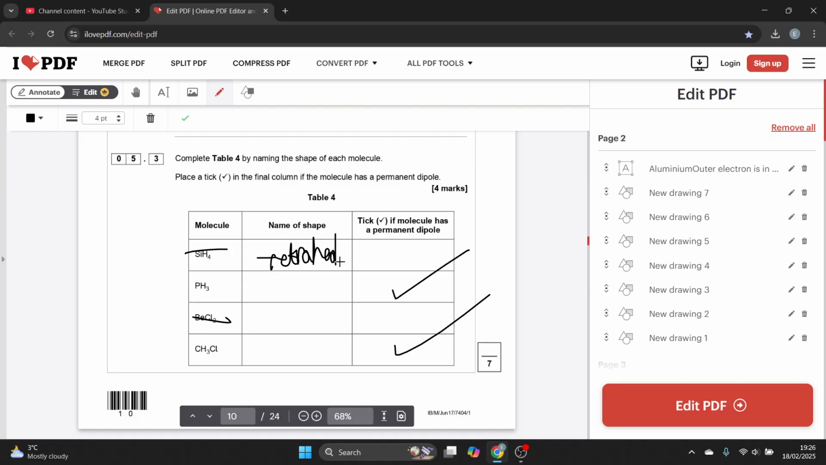Tetrahedral, pyramidal, linear, tetrahedral. And you know what? I do need to review the shapes of molecules topic, because obviously this is an AS level question, but in A level papers you need to know the bonds and 3D shapes as well. So I probably need to review that as well.